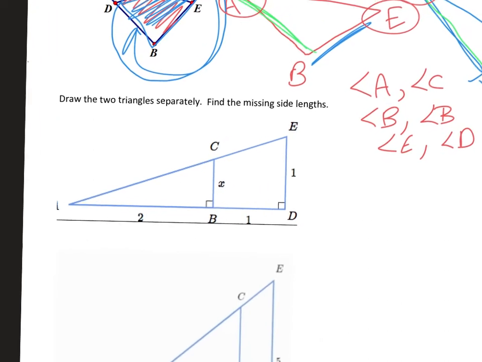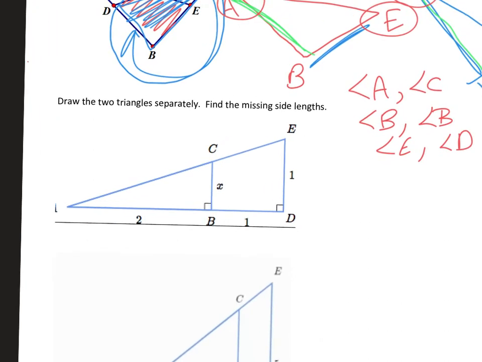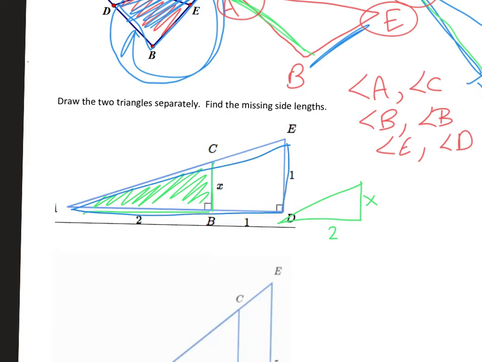Okay, next one, draw the two triangles separately. These are two nested triangles, a triangle within another triangle, and find the missing side lengths. So I'm going to draw the green triangle, and I'm going to label the side 2. This side is X. Then I'm going to draw the outside blue triangle. It's a larger triangle, but they're similar. This side length is 3, and this side length is 1.